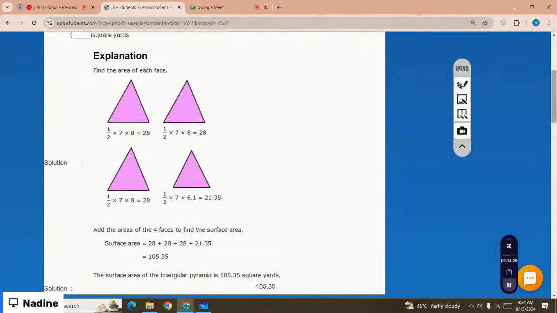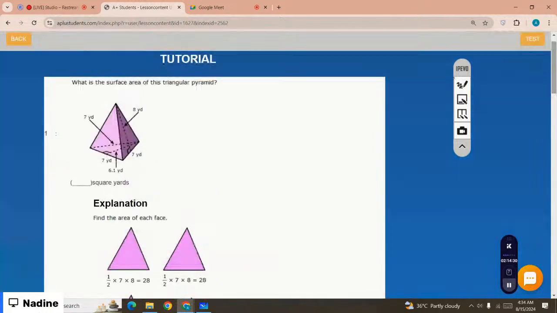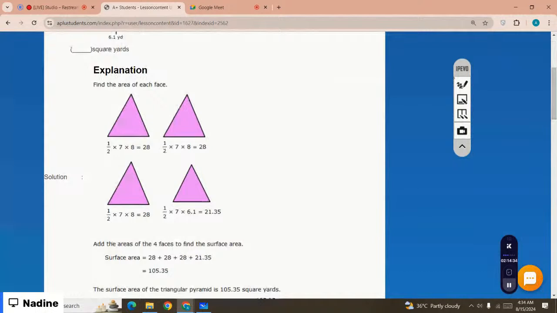Because for this one, the base is also triangular, right? You can see here, this is the triangular base, right? Questions?